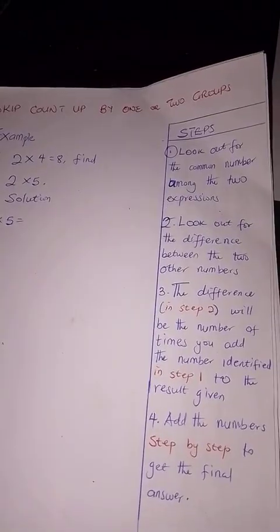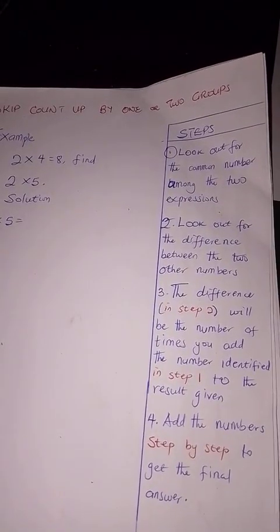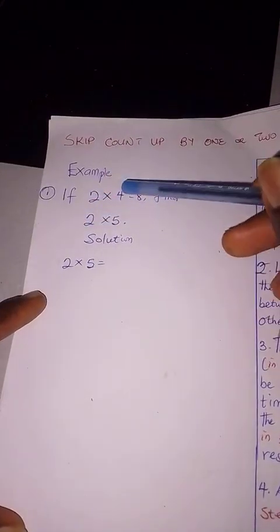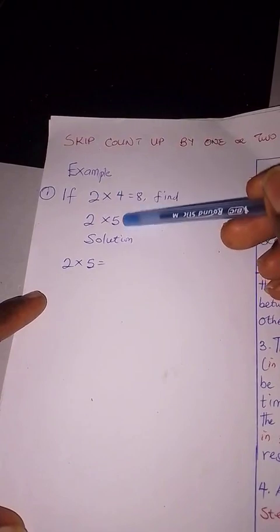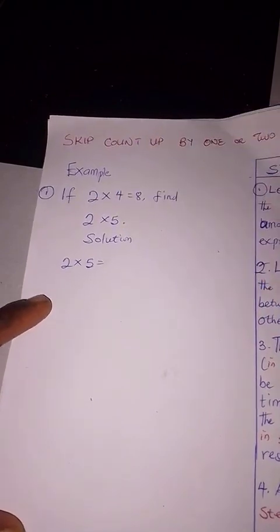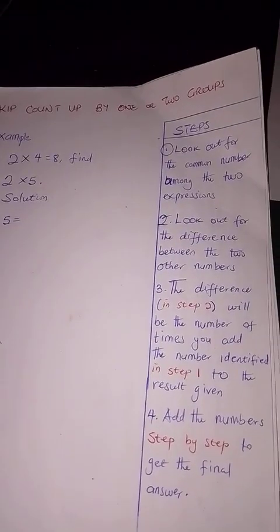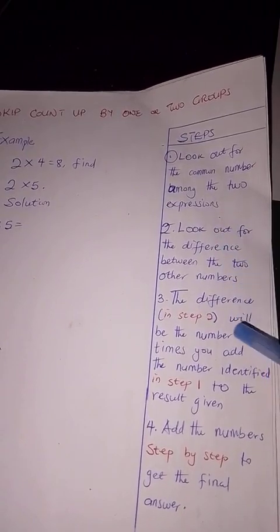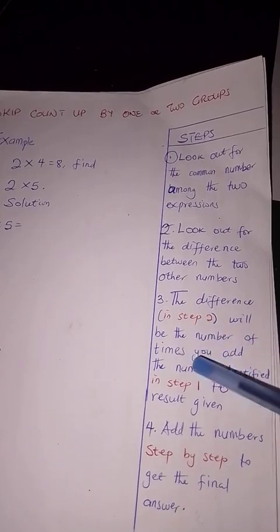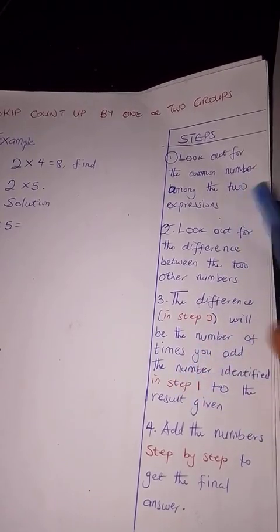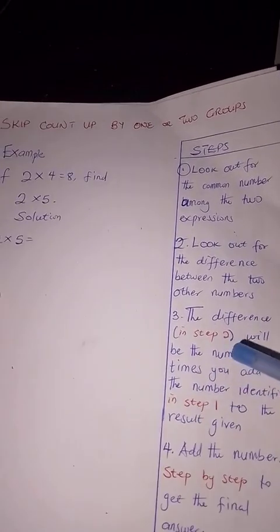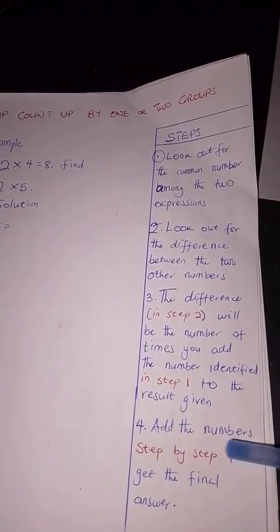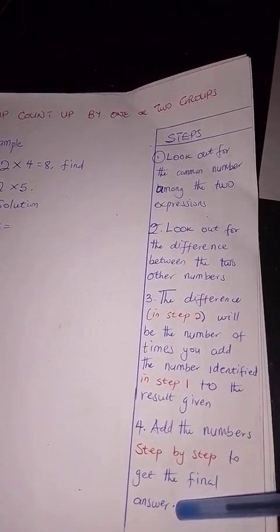Step 2 says, look out for the difference between the two other numbers. So after getting the common number from here, look at these other two numbers and look out for the difference between them. And the third point says the difference that we got in step 2 will be the number of times you will add the number identified in step 1 to the given result. Then finally, it says add the numbers step by step to get the final answer.